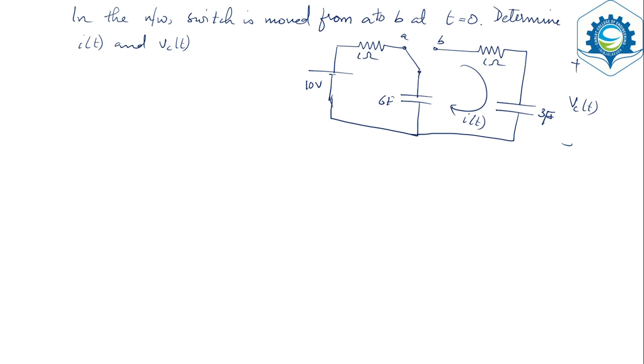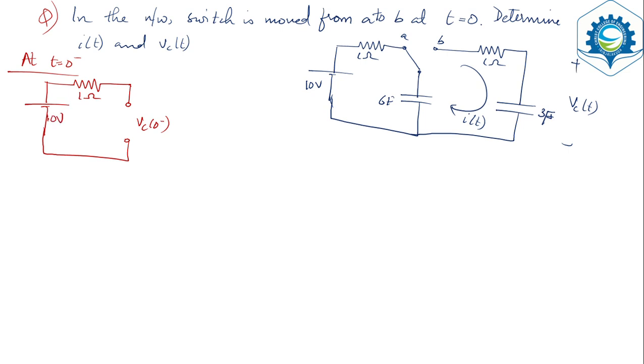Similarly, we can do a problem with capacitors. Now in this case again you can take the case for t equal to 0 minus. At t equal to 0 minus, your switch is in position A. So in position A you can just redraw the circuit. Now you have a capacitor, it is in position A for a long time. That means you should replace the capacitor with an open circuit. And this will be your VC of 0 minus. Here you have 1 ohm and here you have 10 volt.